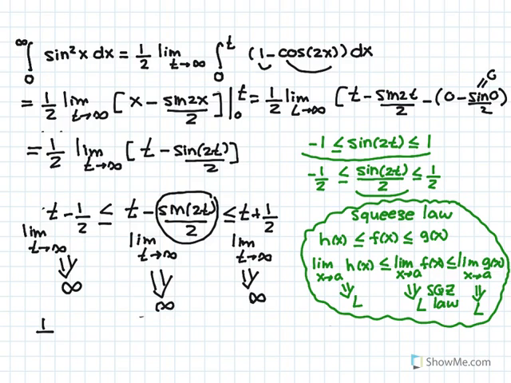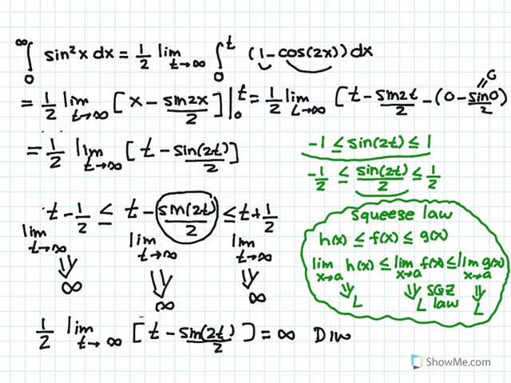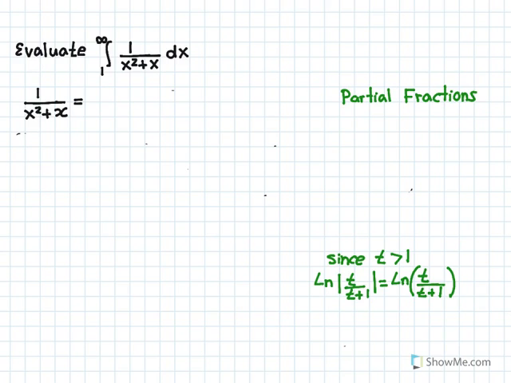So the answer is 1/2 times the limit as t goes to infinity of (t minus sine 2t) divided by 2. This is infinity. That means the integral diverges. So the answer to this integral is infinity. Diverges. All right, let's look at another question.